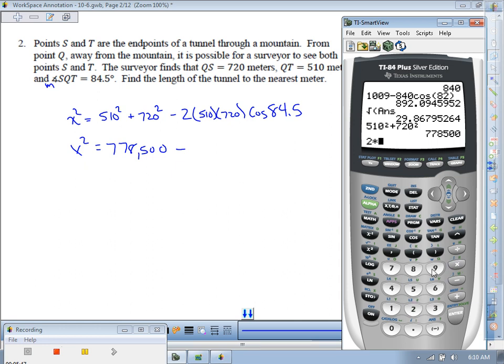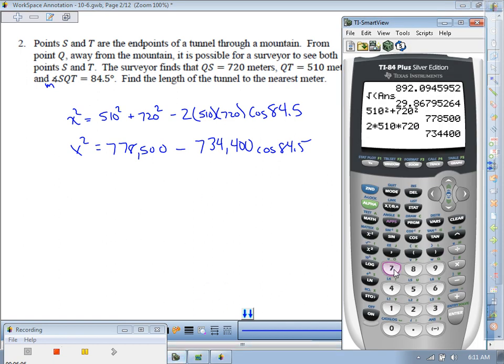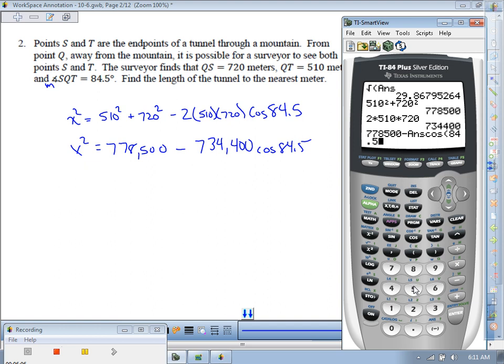2 times 510 times 720, that's 734,400 cosines of 84.5, and then I'll just punch that in my calculator. That's 778,500 minus, I got that number stored as my previous answer, times the cosine of 84.5. That's what x squared equals.